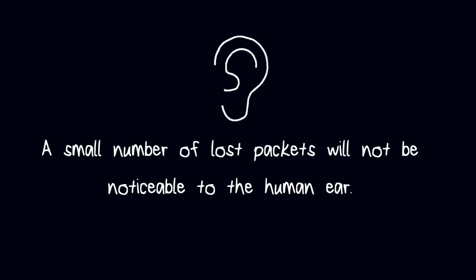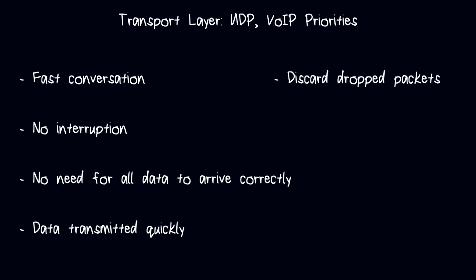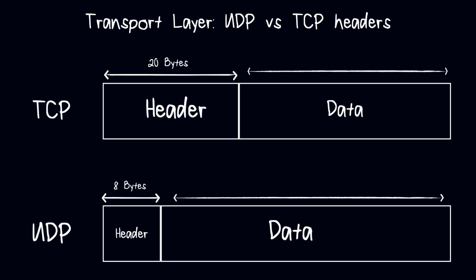In these applications, it's more important to have the conversation be fast and uninterrupted, rather than ensuring that every single packet of data arrives correctly. With UDP, the data is transmitted quickly, and any missing packets can be simply discarded, without impacting the overall quality of the communication. The header size of UDP is smaller than that of TCP, which also contributes to its speed and simplicity. The UDP header is 8 bytes long, while the TCP header is 20 bytes long. This means that UDP can transmit more data with less overhead.